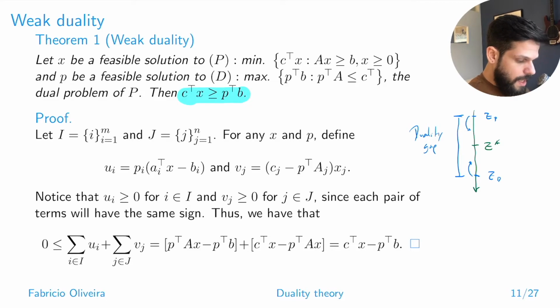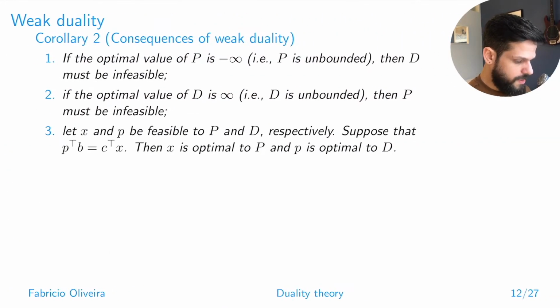So that's it. From the weak duality, you have some important corollaries. A corollary is kind of like the opening band for a theorem. It's important, and it's kind of like a consequence of the theorem, you know, interesting consequences of the theorem. That's what a corollary is.